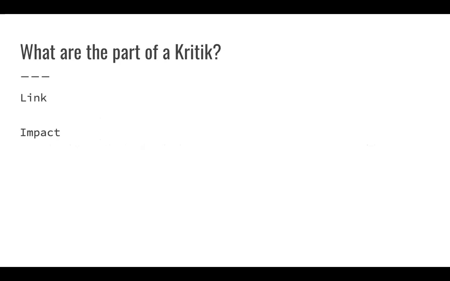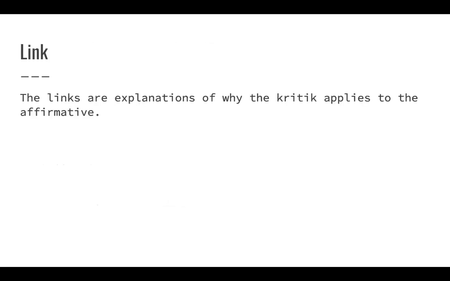So let's first start by talking about the different parts of a critique. There's the link, the impact, the alternative, and then there's framework and/or role of the ballot. We'll start by talking about links. Links are explanations of why the critique applies to the affirmative. Similar to the link on a disad, it's sort of like the connective tissue between your impact scenario, which is sort of why it's important, and the affirmative team's 1AC.